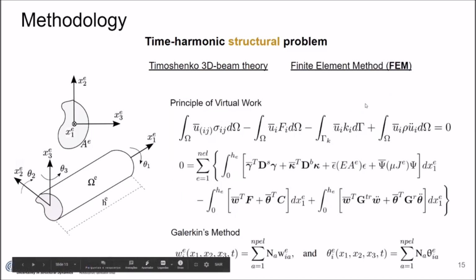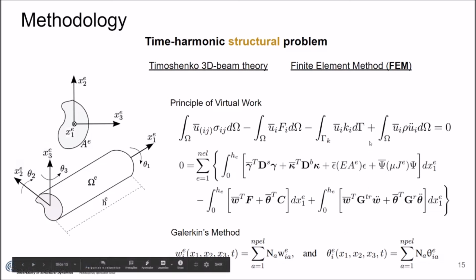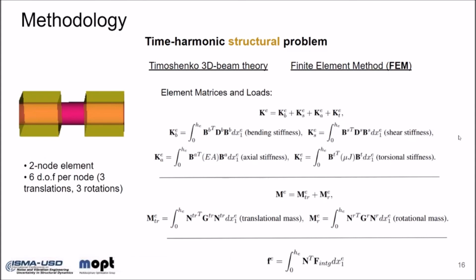From continuum mechanics and applying the principle of virtual work, one can find a variational equation that relates strain, stresses, and vibrations. Through the Galerkin method, the translations and rotations fields are discretized, resulting in the beam finite elements, with 2 nodes per element and 6 degrees of freedom per node.